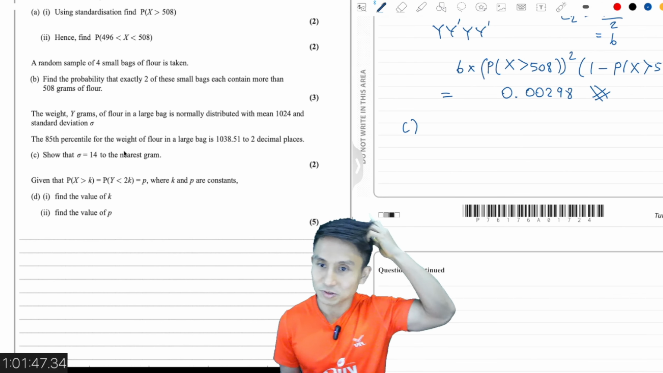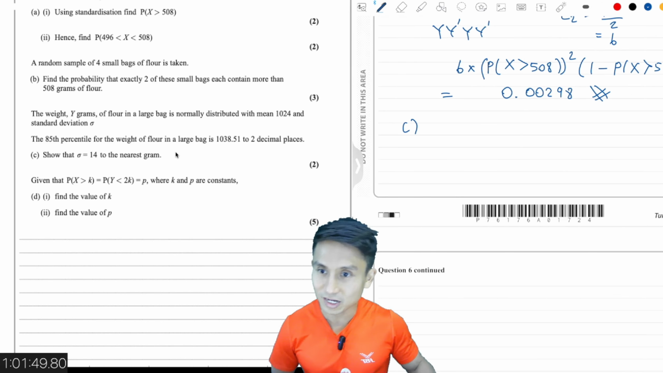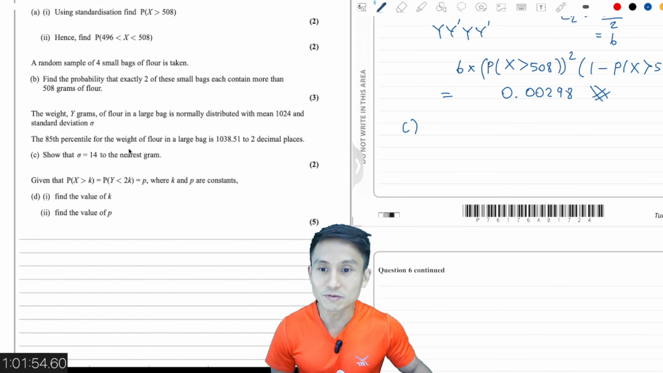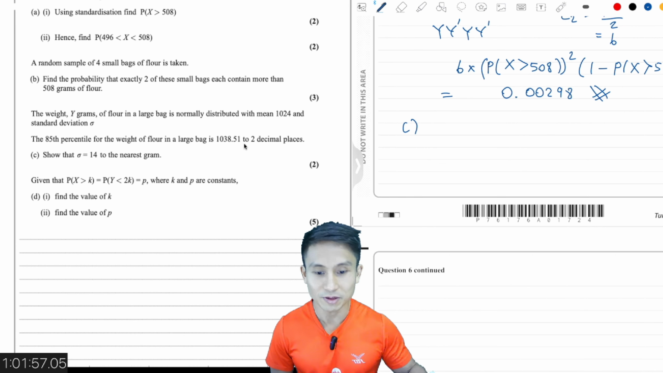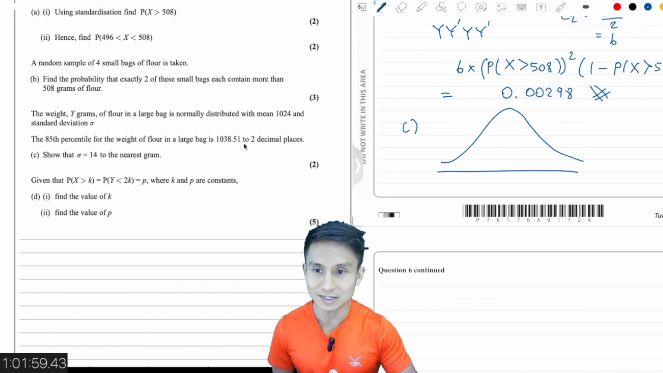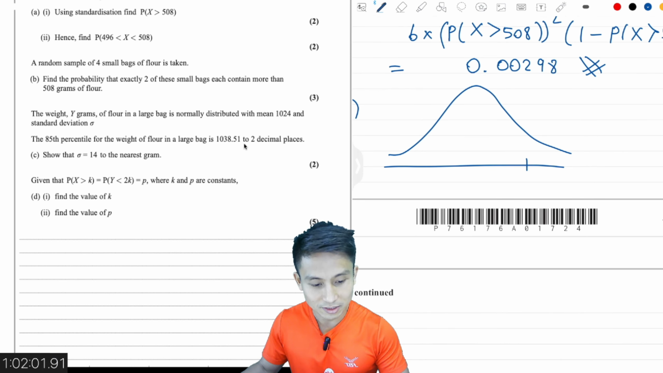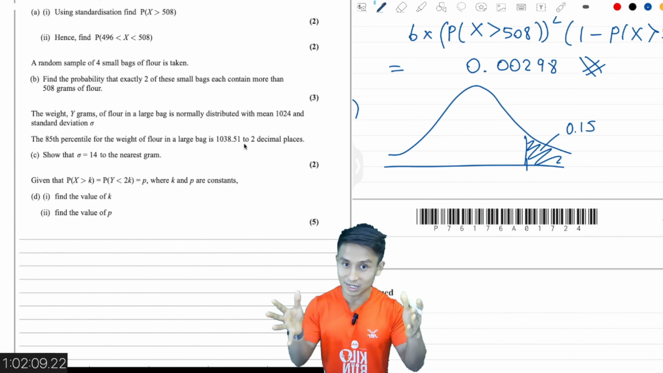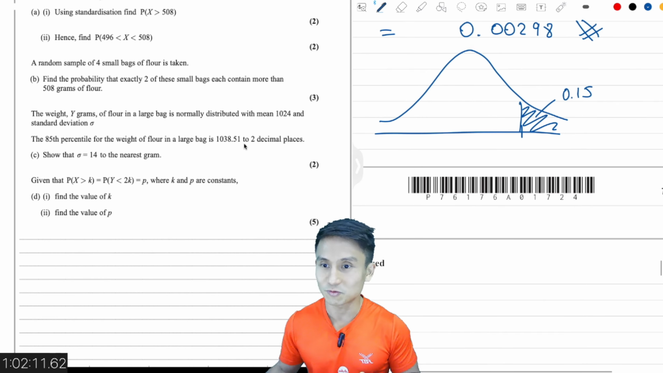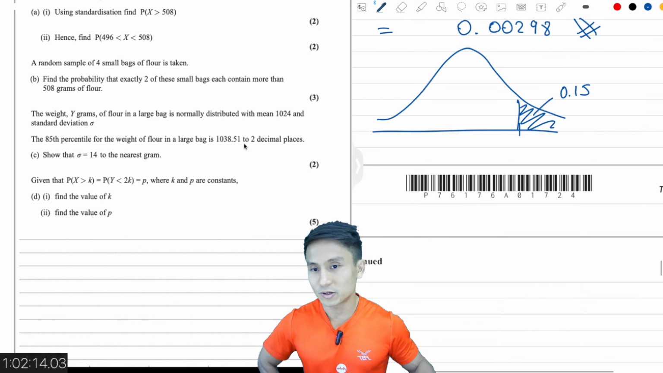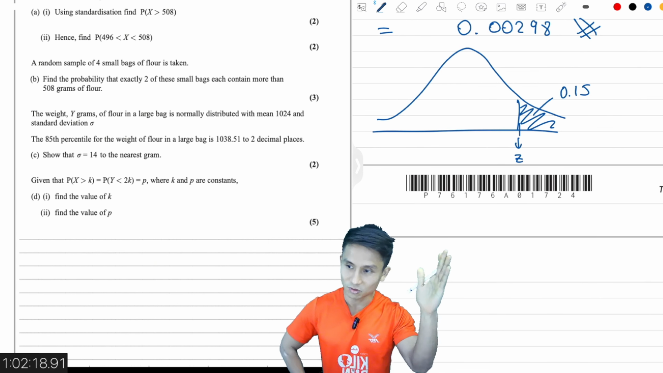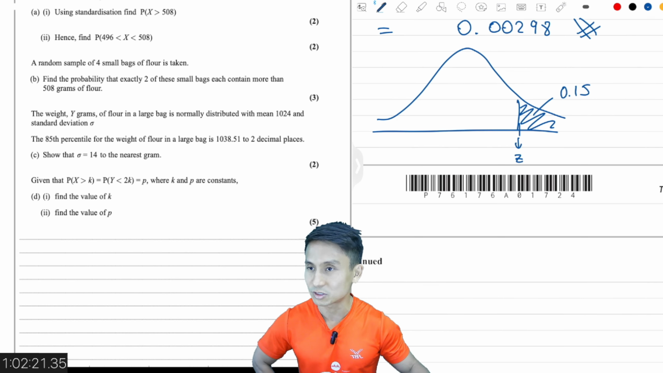The weight of y grams of flour in the large bag is normally distributed again. Okay. The 85th percentile of the weight of the flour in the large bag is that. 85th percentile, you need to interpret that it is around here. That means this area is 15% or 0.15, and the rest is 0.85. So we show that the sigma is 14. All right. So if we look at the table, we're going to find the z value that corresponds to the right tail having an area of 0.15 first.